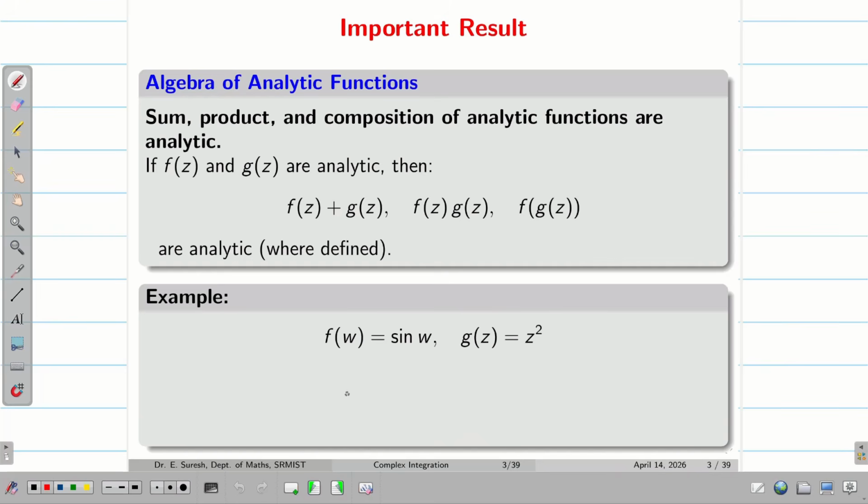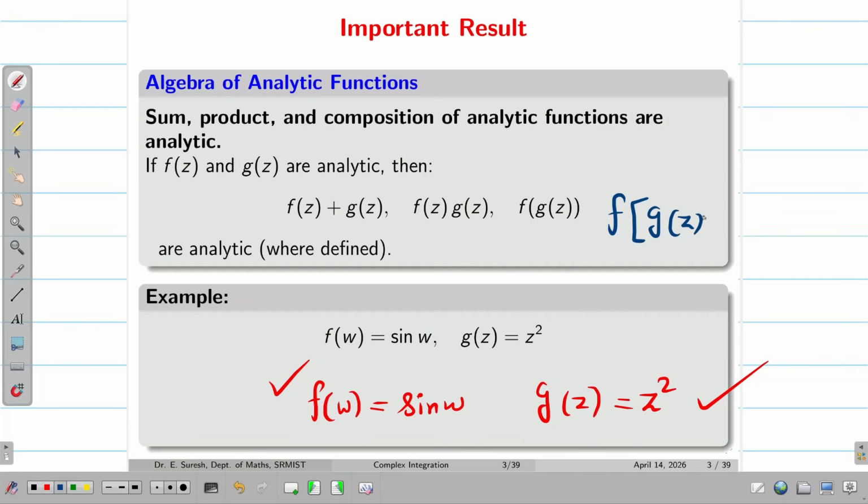Let us take an example. I am taking f of w, with a different notation, sin w, that is an analytic function, and g of z is equal to z square. This is also an analytic function. Now I am going to compute f of g of z, that is sin z square. It is very clear from the property that the composition of two analytic functions is also analytic. Therefore, sin z square is analytic.